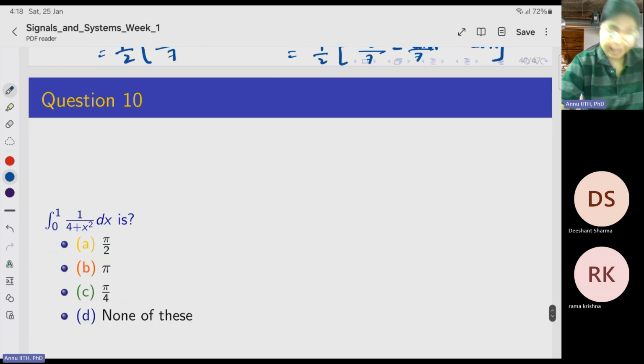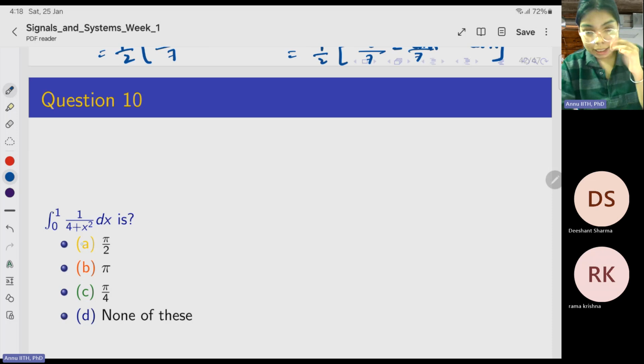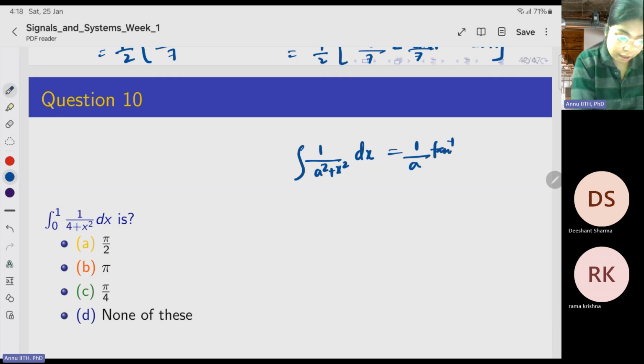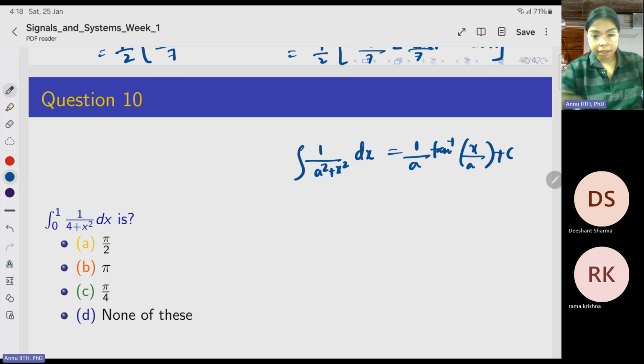Question number 10. Tell me how to solve. Do you remember this formula or the form? This is from engineering mathematics. If we have the form integral of 1 by a square plus x square dx, it is nothing but 1 by a tan inverse x by a plus c. This formula is very resembling.